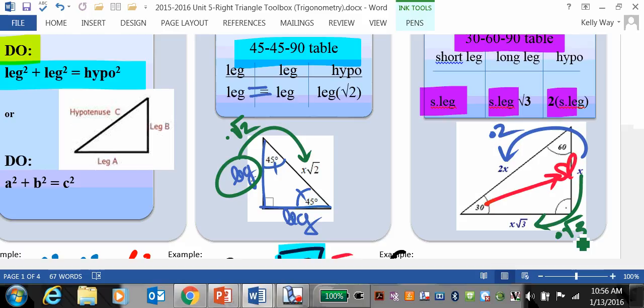59. Short leg. Short leg be 3. Short leg. See, light bulb. There it is. Light switch. Went on.